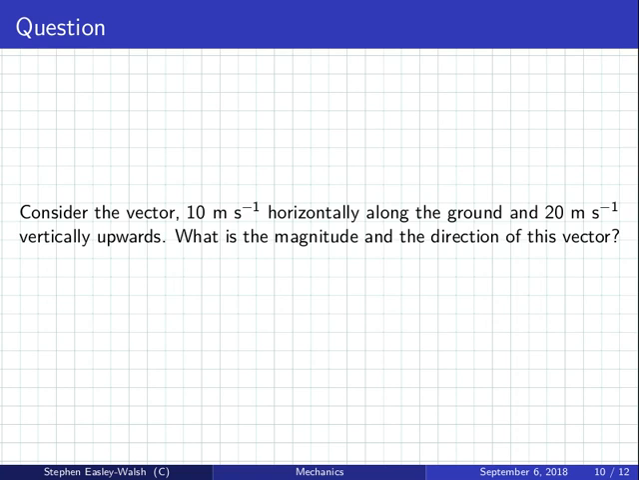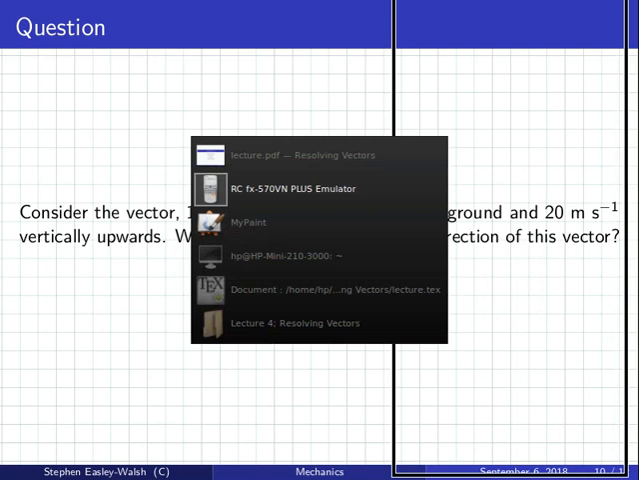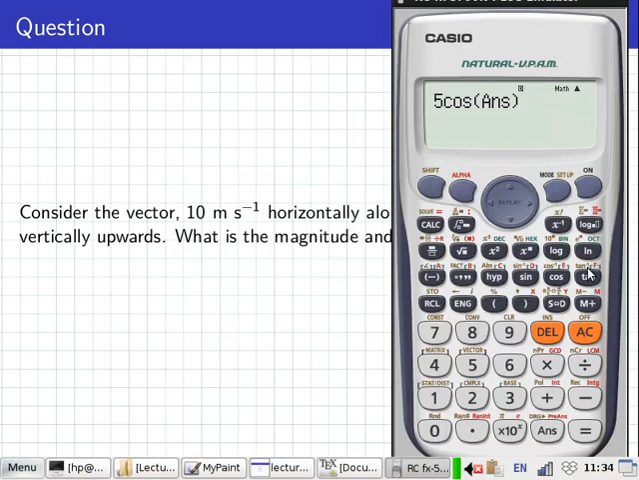How are we doing? Do we have answers? What did we get for the direction? 63.4 degrees. Let's have a look. Did you type in shift tan inverse of 20 over 10 and get 63.4 degrees? Why did you use cos? Why not tan? But that's fine. Did you get 63? Yeah, 63.4. Okay.